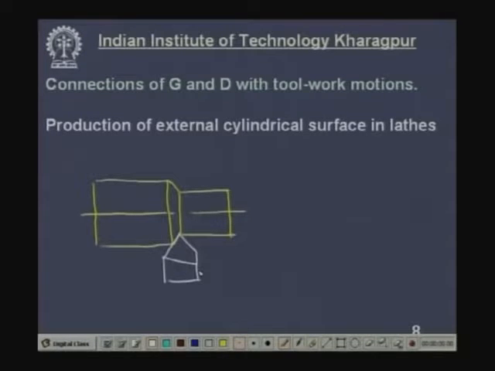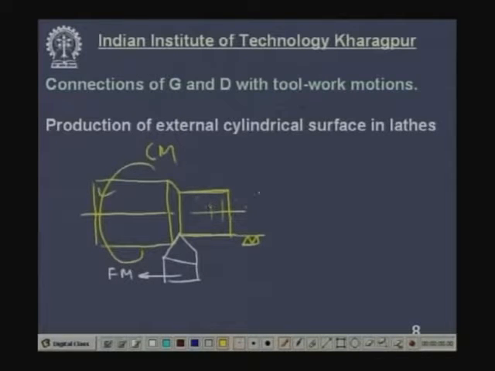All right. Now, what are the motions? This is feed motion, and this is cutting motion, the rotation of the job. Now, what are we producing? We are producing this cylindrical finished surface. This is the finished surface and is the finished cylinder.